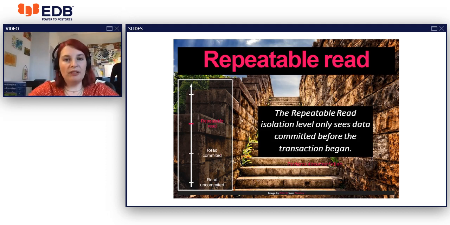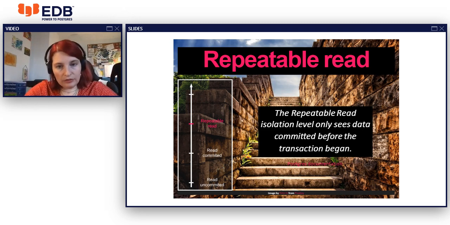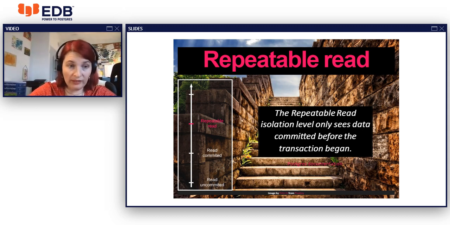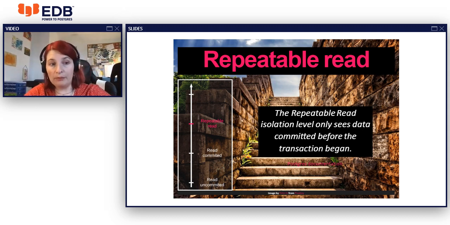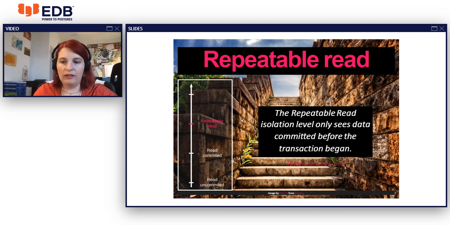Then we have the repeatable read level. In this level of isolation, you can only see data committed before the transaction began. So let's assume you have transaction 1 changing one data, transaction 2 beginning before transaction 1 and trying to read the same data as transaction 1 after it's completed. It should see the value from before the change made by transaction 1. We'll see that in detail after.